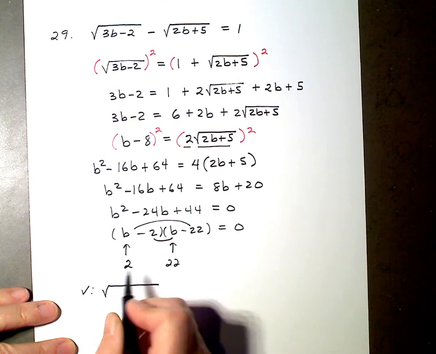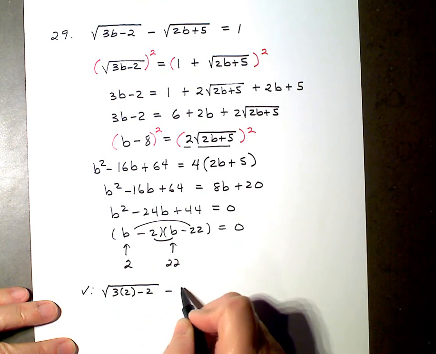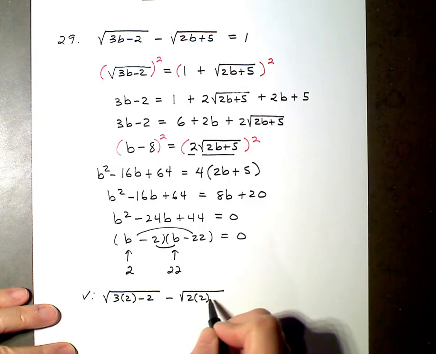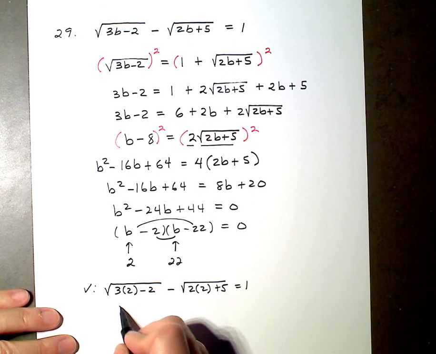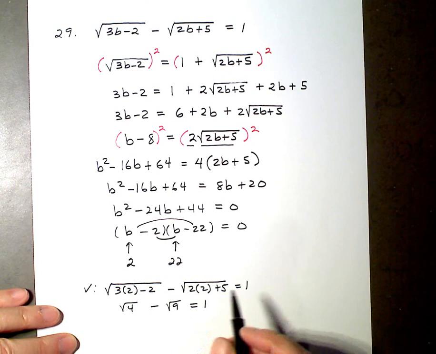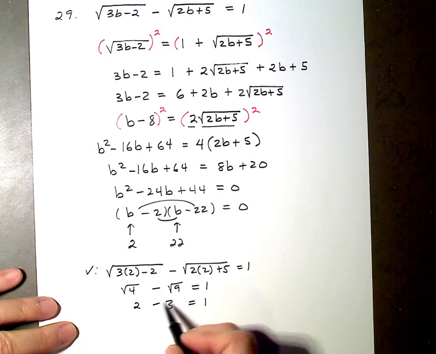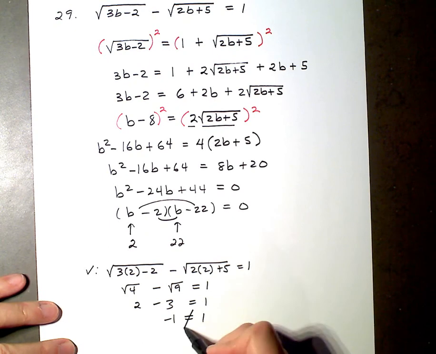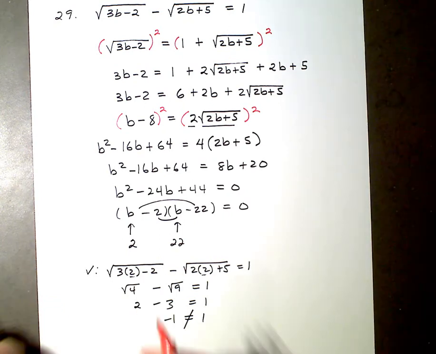The square root of 3b, which is 2, minus 2, minus the square root of 2 times b, which is 2, plus 5, equals 1. So this is a 6 minus 2, square root of 4, minus a 4 plus 5, square root of 9, equals 1. So does 2 minus 3 equal 1? In other words, on the left, 2 minus 3 is negative 1. Is that equal to a positive 1? No. So that means that what I substituted, that 2, it didn't work. So I have to purposefully reject that 2.